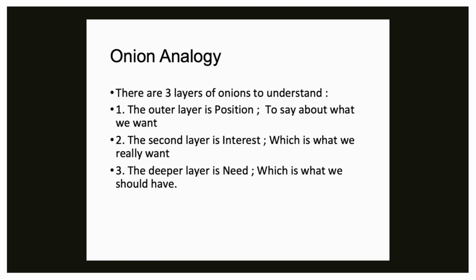The outer layer is the position. This says what we want, the position between the conflicting parties. The second layer is the interest, which is what we really want. But the deeper layer is needs, which is what we should have. That is the important layer to understand. It is the needs and interests, not the position.